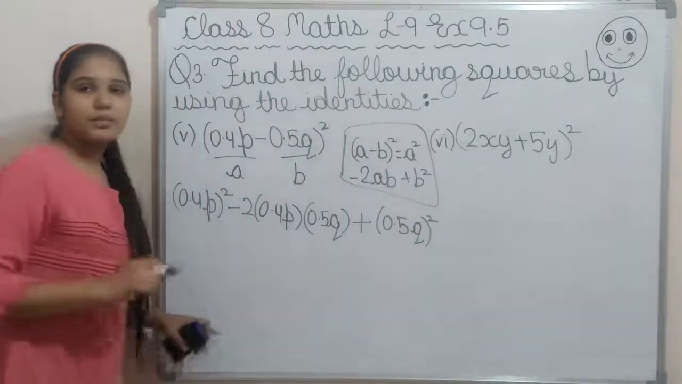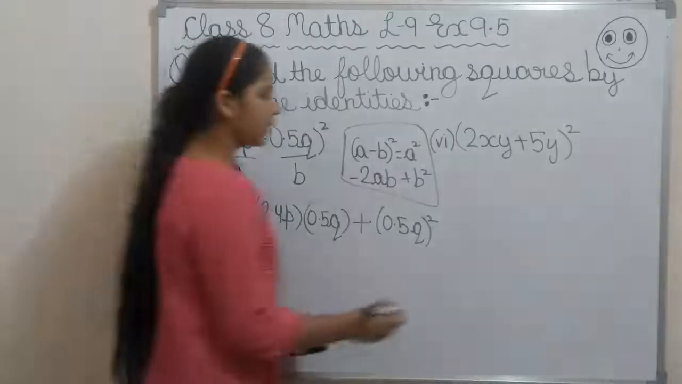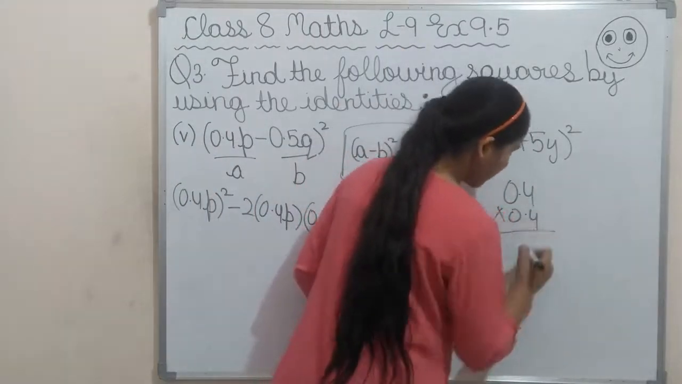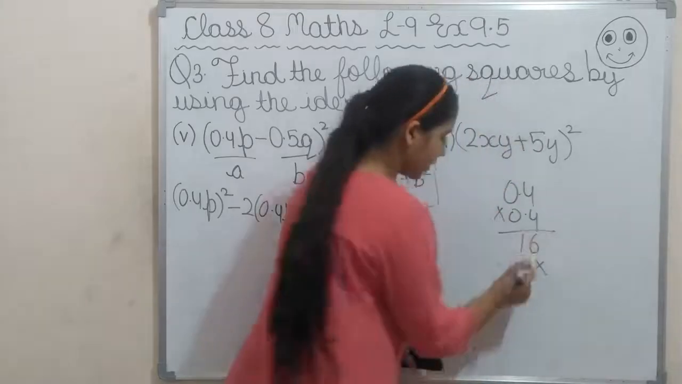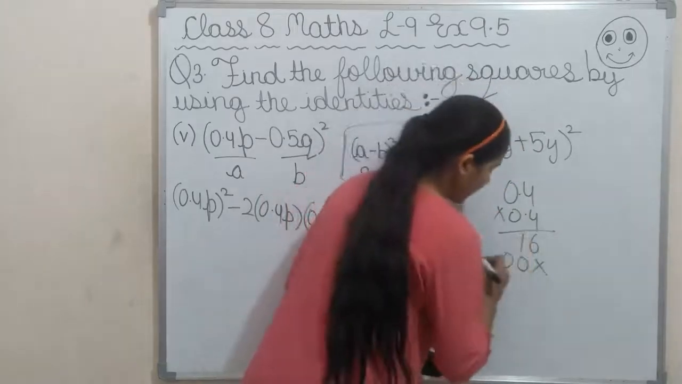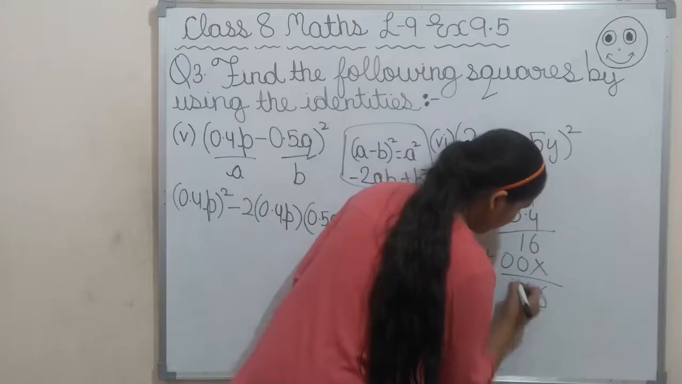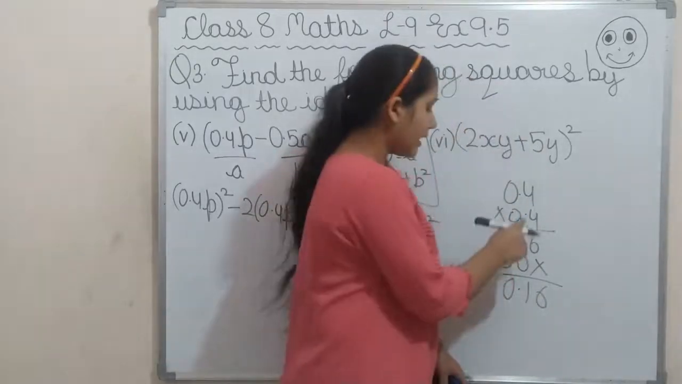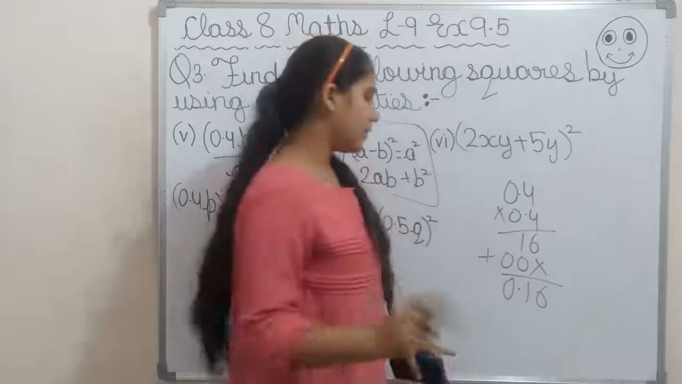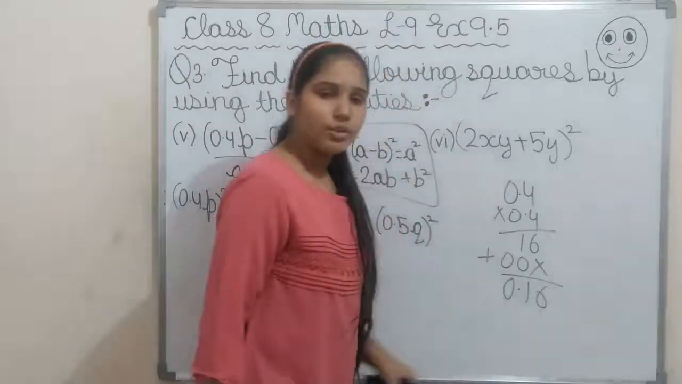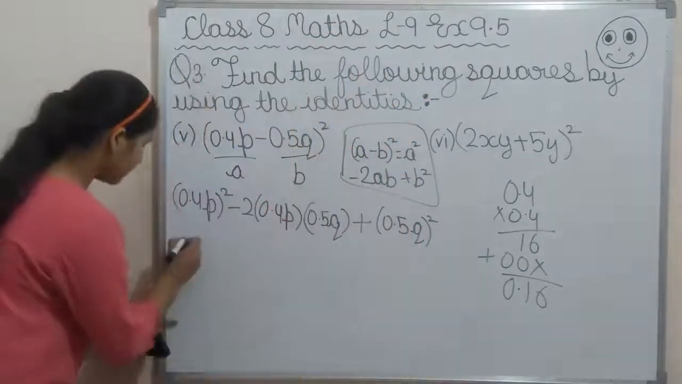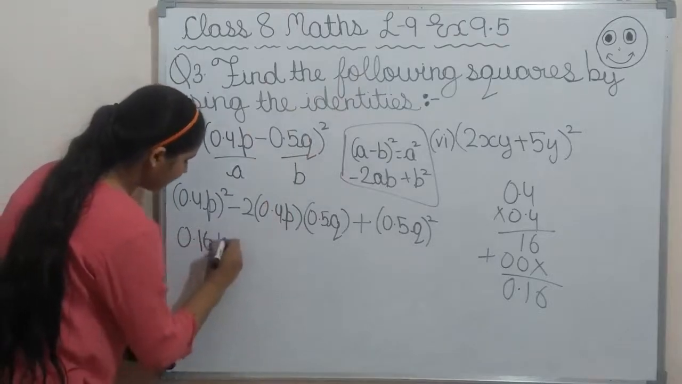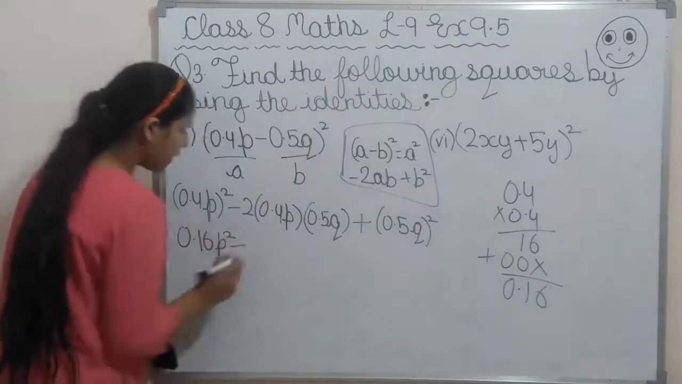0.4p square means 0.4 into 0.4. So let's do it in the rough, 0.4 into 0.4. 4 4s are 16. Then 0 into 4 is 0. Then 6 1 0, means here decimal, because here 1 digit and here also 1 digit, means total 2 digits. We put the decimal after 2 digits, means 0.16. 0.16p square. Okay, as it is p square.